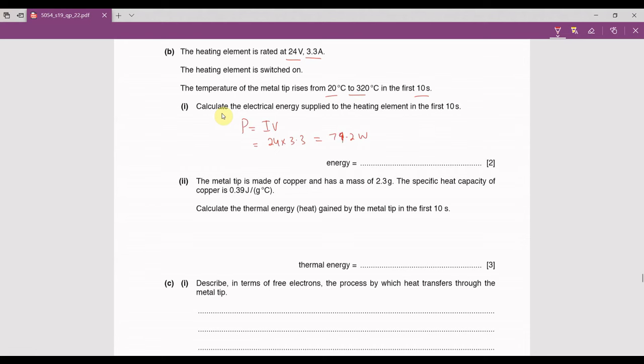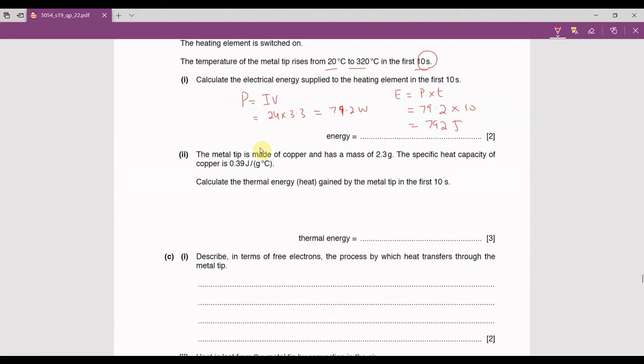What you need to calculate is energy, and energy is power multiplied by time, because power is just the energy being produced in 1 second. You want the energy to be produced in the whole of 10 seconds. So I have my energy per second, which is power, multiplied by 10 seconds, and that will give me the answer for my energy in joules. So that would be 792 joules.